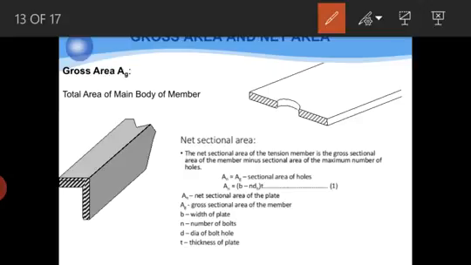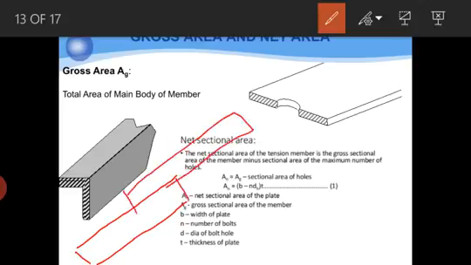The net sectional area of a tension member is the gross sectional area of the member minus the sectional area of the maximum number of holes. Suppose this is a plate and this is another plate. Here these two are joined by providing bolts. At this particular section, how many holes are being made for connecting these two plates? Deducting that much portion, whatever area is left is called the net area.